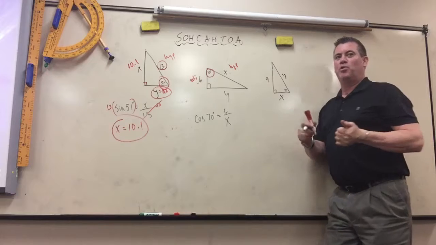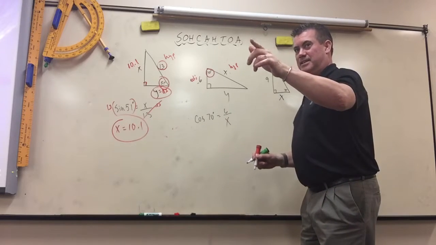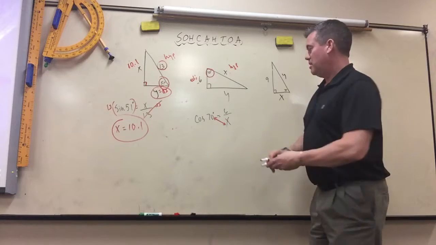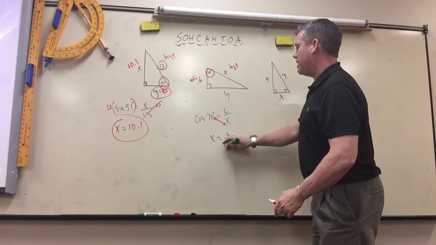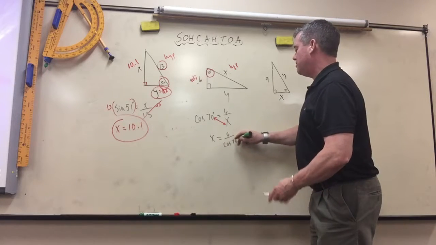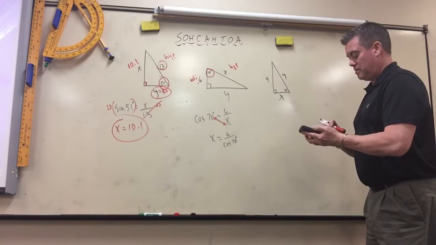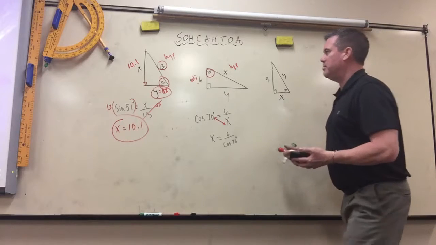Does anyone remember what you do? It would not be the cosine of 70 over 6. It would be 6 over cosine of 70. All that ends up doing when you do the algebra is these two switch spots. So x equals 6 divided by the cosine of 70. And again, remember, press equals. 17.5.